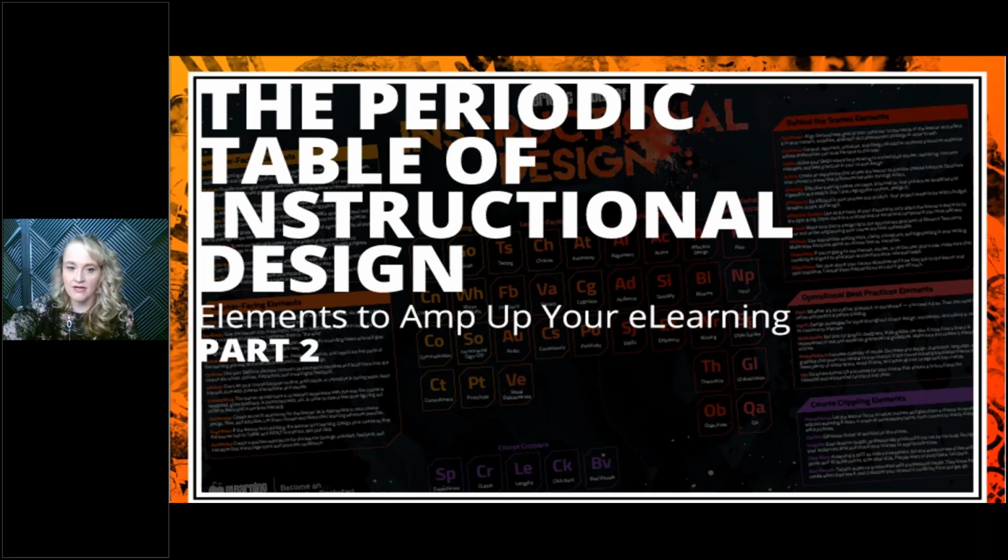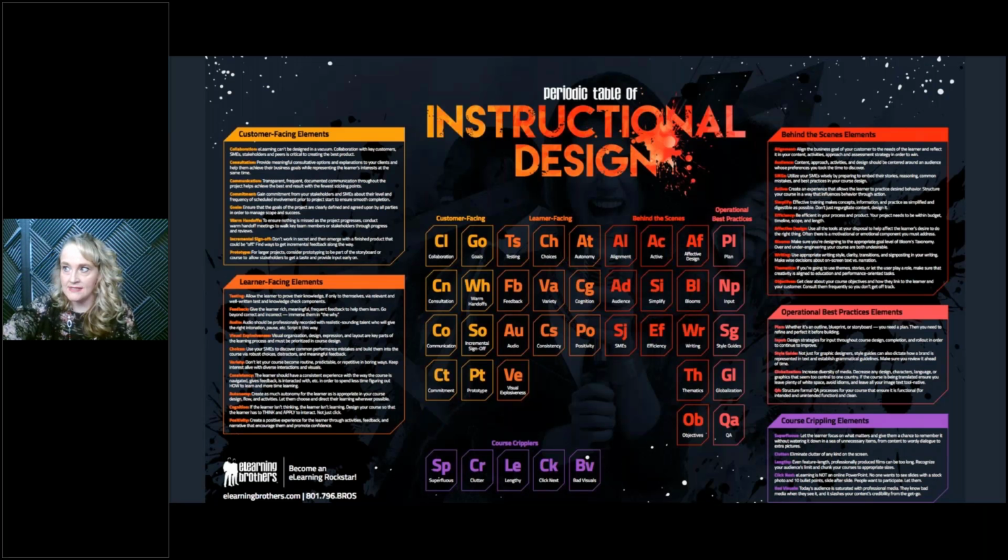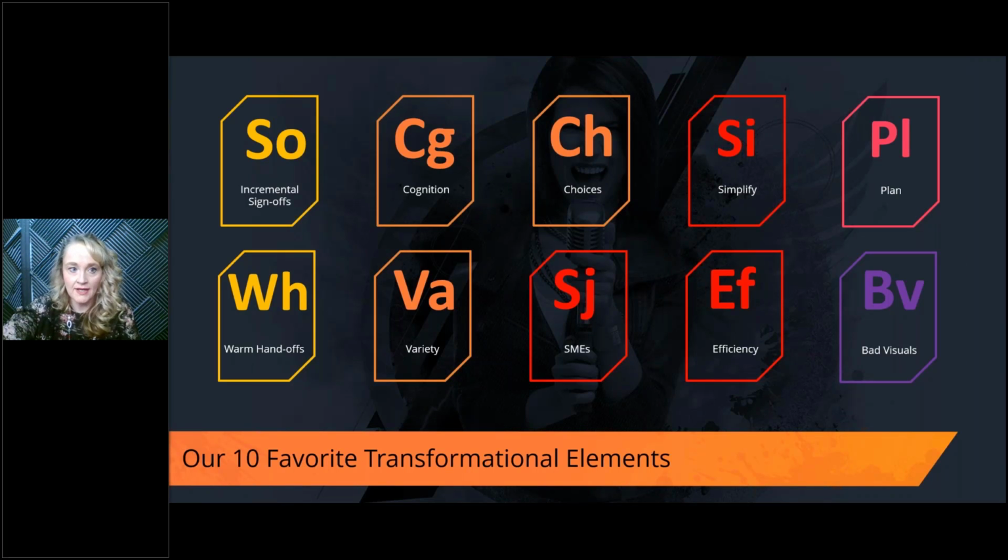For those that haven't already seen it, this is our periodic table of instructional designs. This is available on the website for you to download if you want to print a copy of it on your own. We actually have a handful of them here in the office, and we refer to them quite often. It's pretty handy. So let's get started.